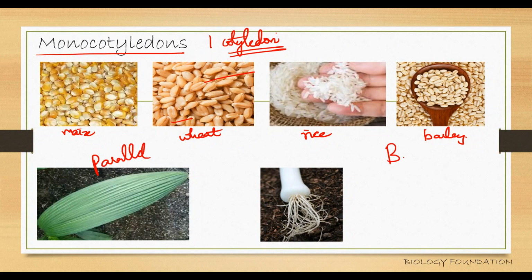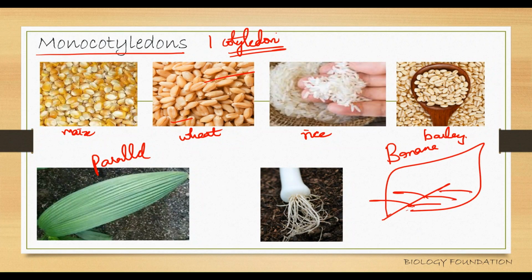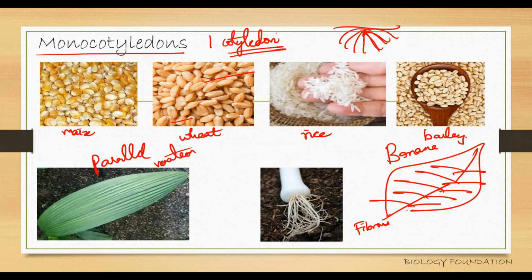Best example is banana. You can see that the leaf shows parallel venation, not reticulate venation. Okay, you can see something like this. That is parallel venation. And how is the root? The roots are fibrous roots. Fibrous roots means as a group they grow, something like this. That is what you can see. Not all monocots exhibit parallel venation, but most of the monocots show parallel venation. So angiosperms are in turn classified again based on the number of cotyledons as monocots and dicots.